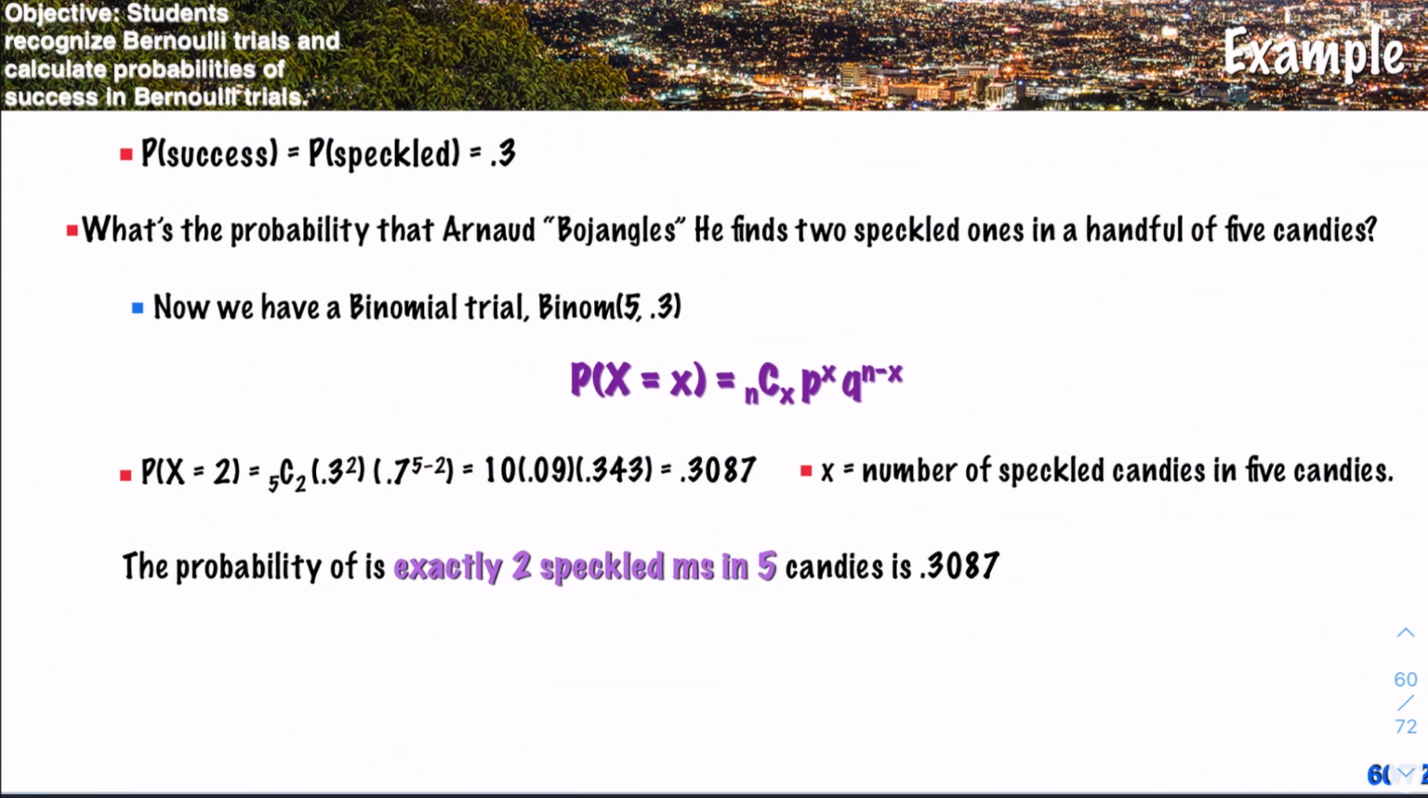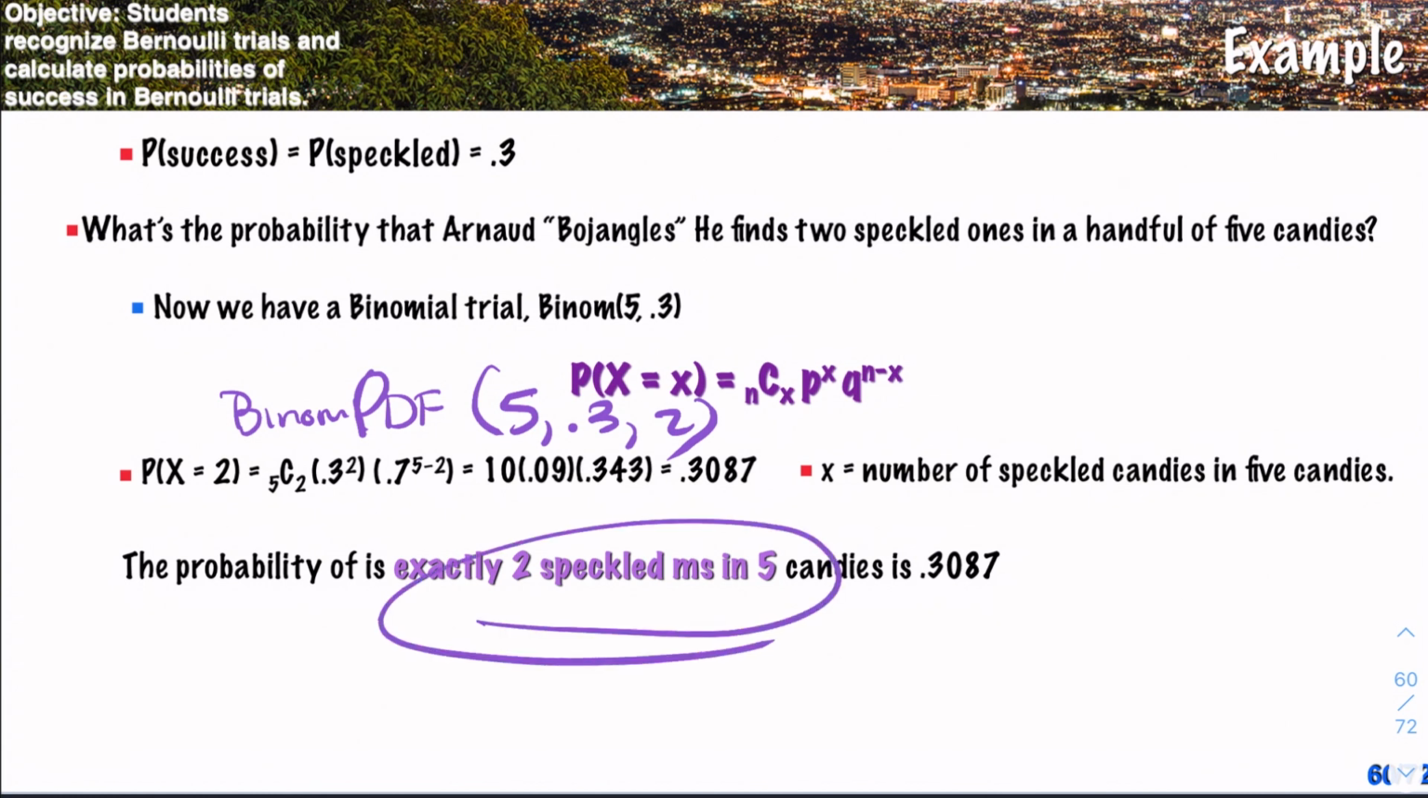So what's the probability that Mr. Arnaud Bojangles finds 2 speckled ones in a handful of 5 candies? So now this is a binomial. So we use binomial 5, 0.3. And we want to know if he gets exactly 2. So we would do binomial PDF, n is 5, p is 0.3, x is 2. So the probability of getting exactly 2 speckled M&Ms in 5 candies is 0.3087.